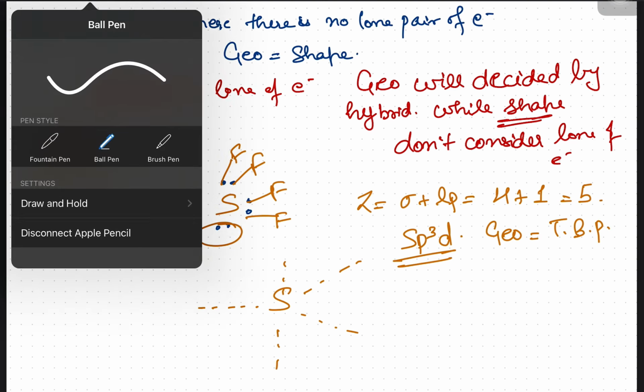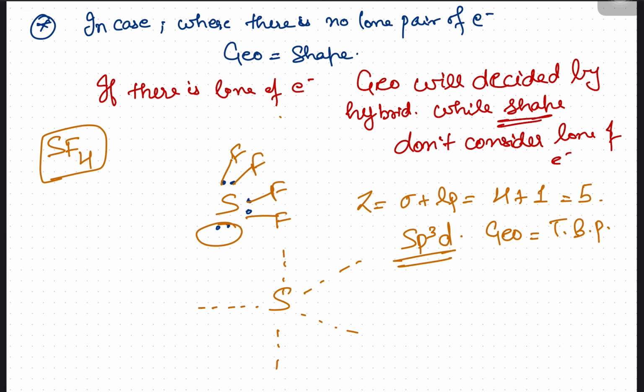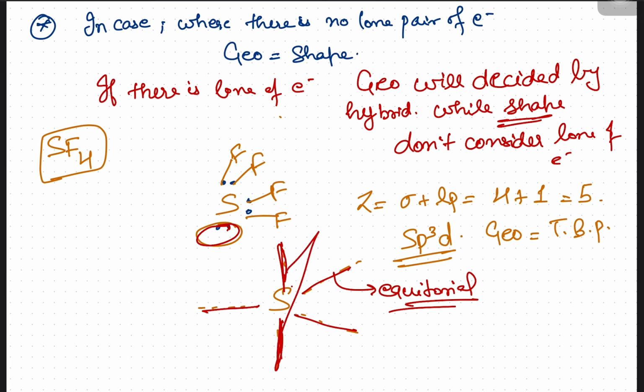Now see, the question is where to place this lone pair of electrons. Basically, these positions which are on the plane are known as equatorial positions, and which are above the plane or below the plane, this is known as axial position, okay? Equatorial positions are basically more stable, so you have to place the lone pair where the molecule will be symmetrical after placing the lone pair.